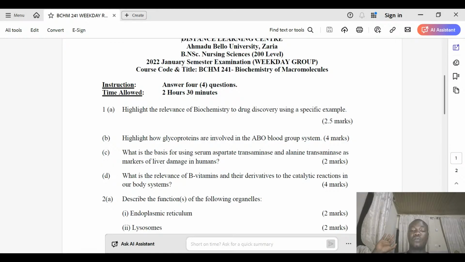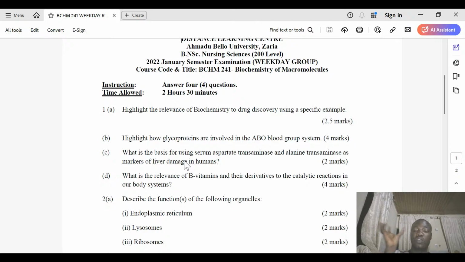So the enzymes are used as a marker for the diagnosis of liver damage because they are only supposed to be in the liver. So when the liver is damaged, part of the content that will be released is these two enzymes.